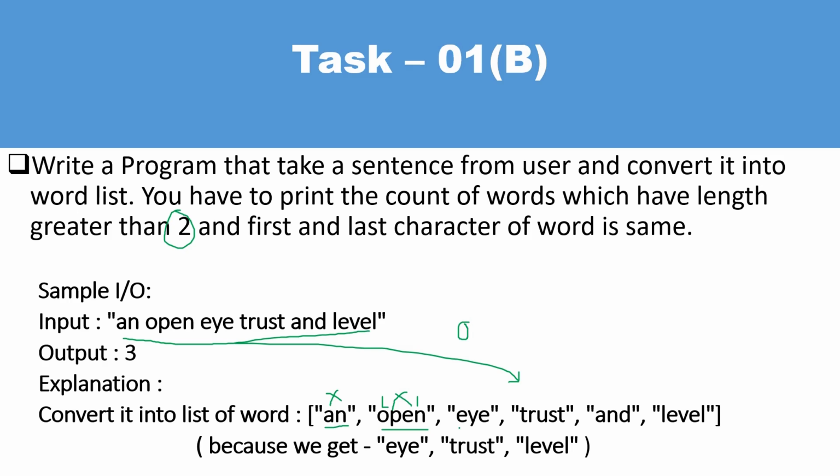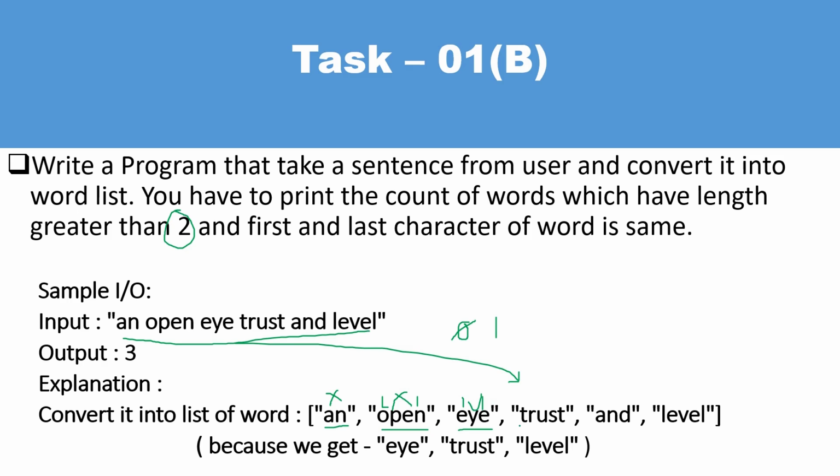Now let's move to the next word, which is eye, which has length 3 and that is greater than 2. Okay, and also we can see that the first and the last character, which is E, is the same. So we are going to consider this one and we will say that now my count is not 0, it is 1. So far we have eye as a word which has length greater than 2 as well as the first and the last character the same.